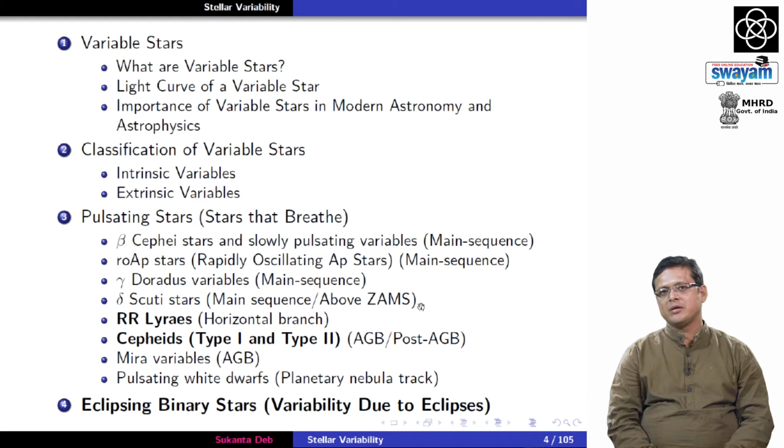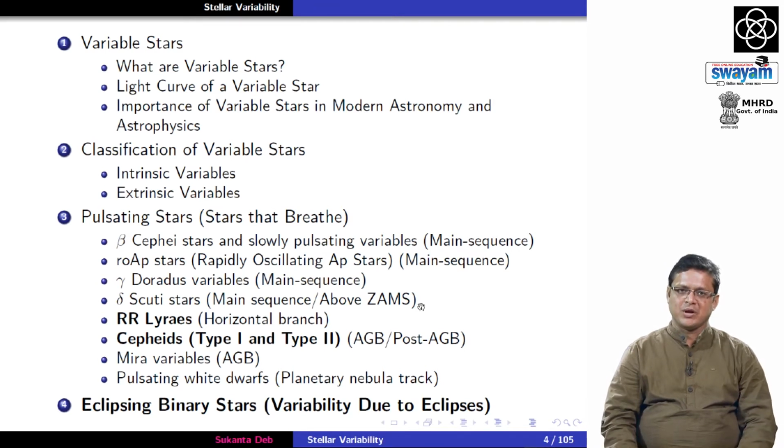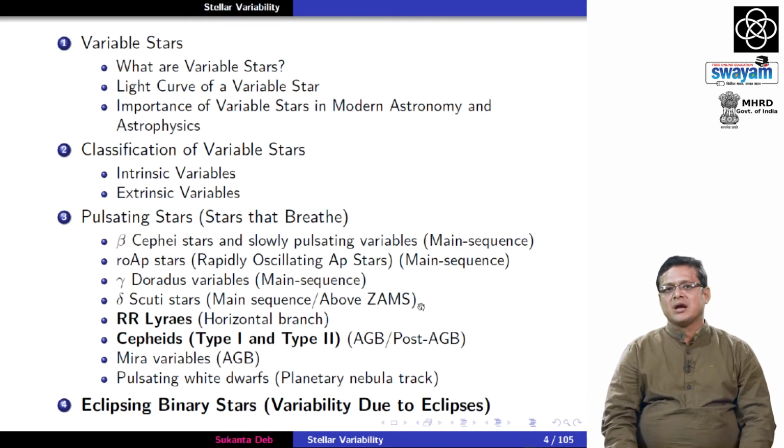And after that I will be talking about the pulsating stars, which are one of the classes of intrinsic variable stars, and then I will go into the details of each of the pulsating stars. And lastly I will be talking about the eclipsing binary stars, where the variability is due to eclipses, and these are extrinsic classes of variables.